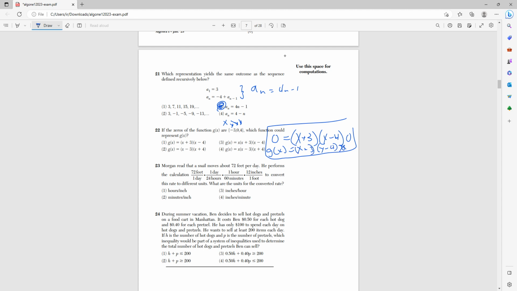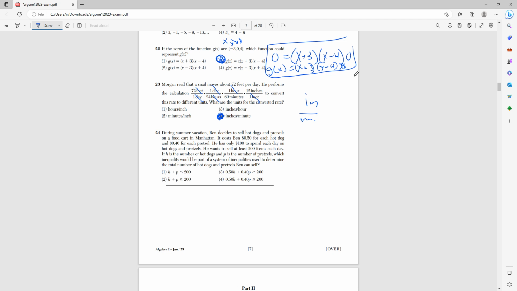And which one shows this? It's choice number 3. Number 23 says that Morgan read that a snail moves at 72 feet per day. He performs the calculations to convert this rate into different units. What are the units for the converted rate? All you have to do is figure out which units cancel out. Day is on bottom, day is on top, so days cancel out, right? Hours is on bottom, hours is on top, so they cancel out. And feet on top, feet on bottom cancel out. So what you're left with is inches over minute. So 4 is inches per minute.